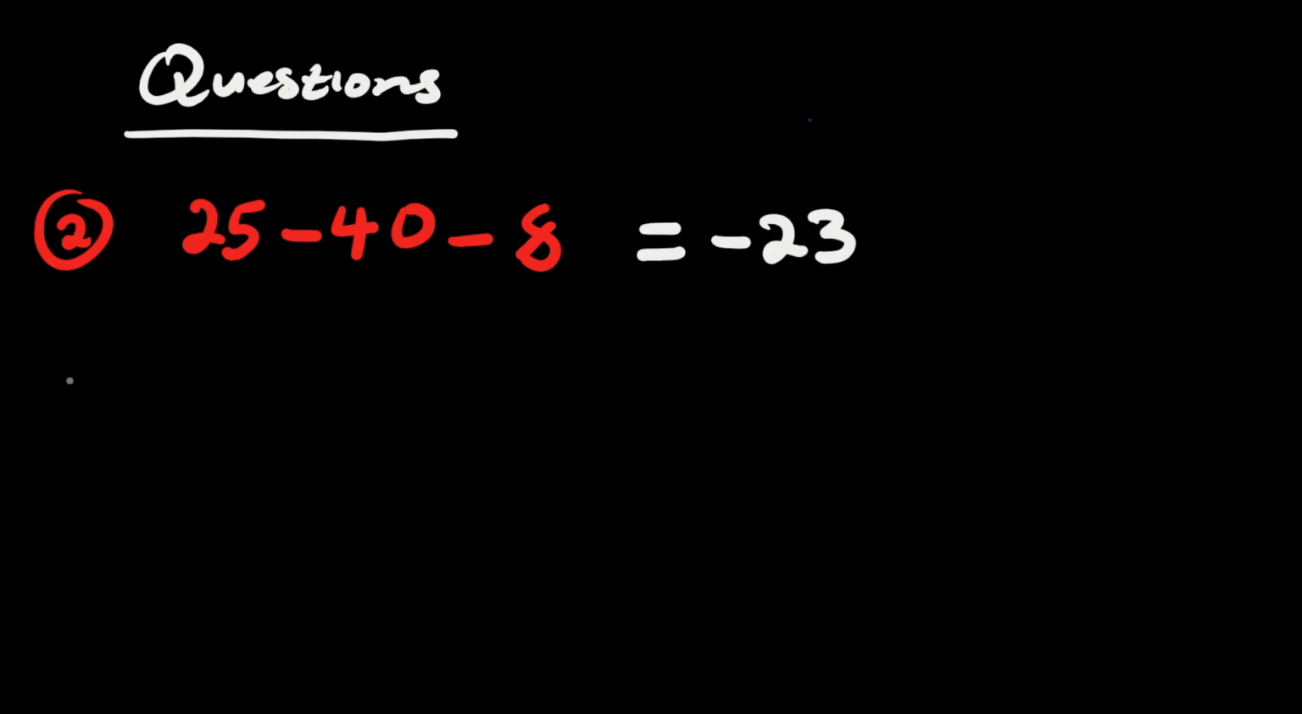The first question was easier because we're dealing with 2 numbers. Now we are dealing with 3 numbers. So how do we approach this one? What you can do here is to focus on the first two numbers before you bring in the third number. So we'll focus on 25 and 40.